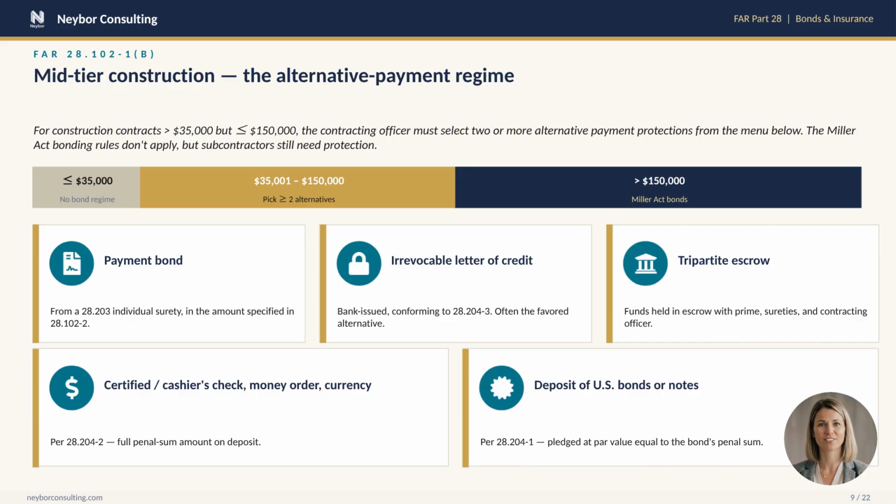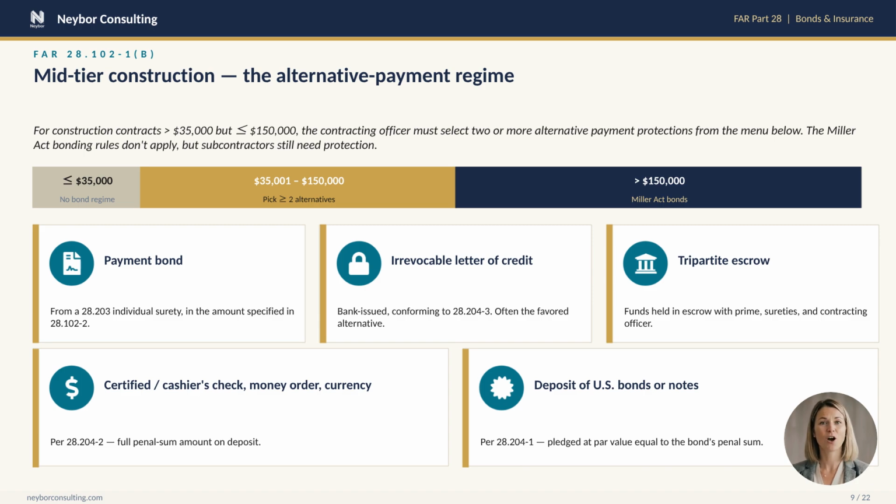The horizontal bar at the top of the slide gives you the picture. Below $35,000, there is no bond regime at all. From $35,001 to $150,000, you are in this multi-alternative zone. Above $150,000, you are in classic Miller Act territory.